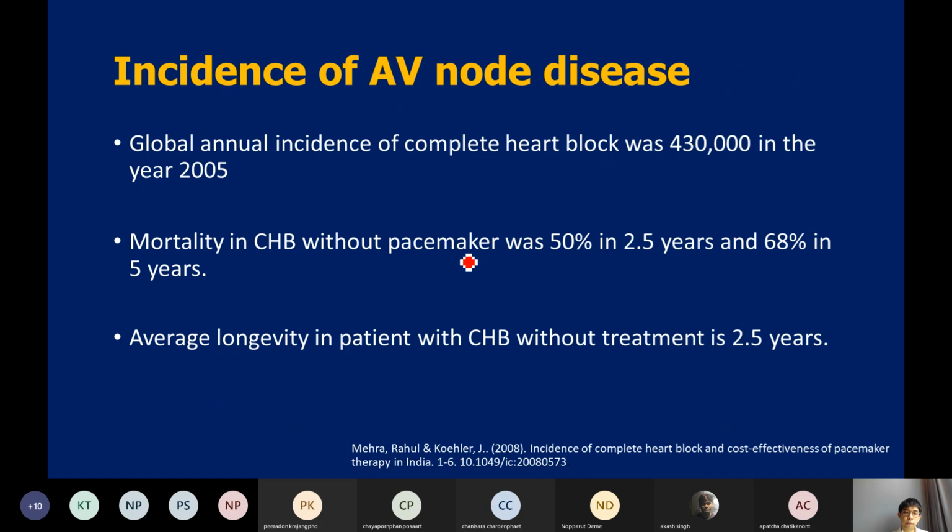This mortality is very high. So if patients with complete heart block are not given a pacemaker, half of them would die in 2.5 years. The average longevity of a patient with complete heart block without treatment is only 2.5 years.